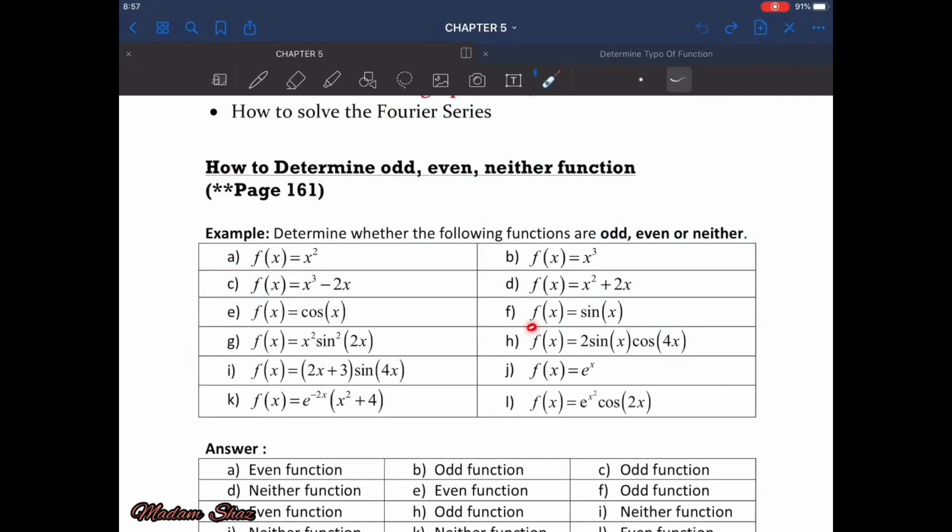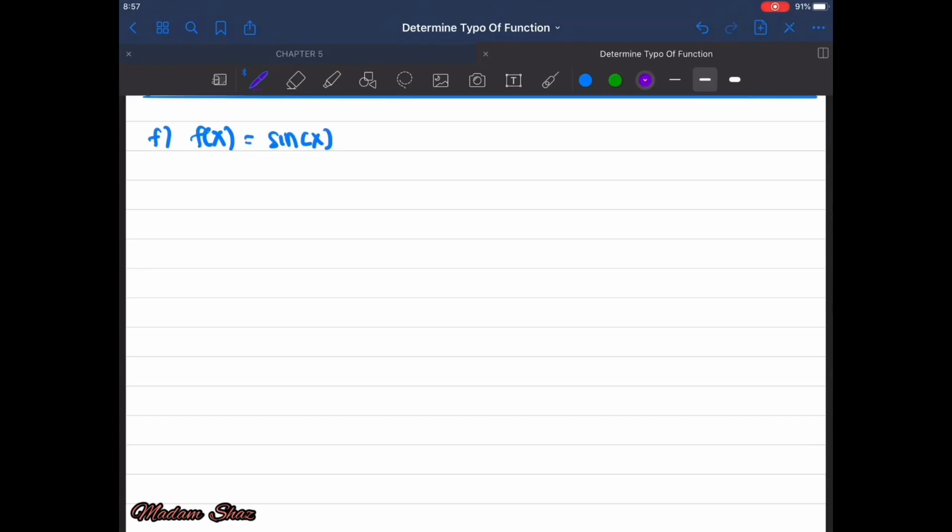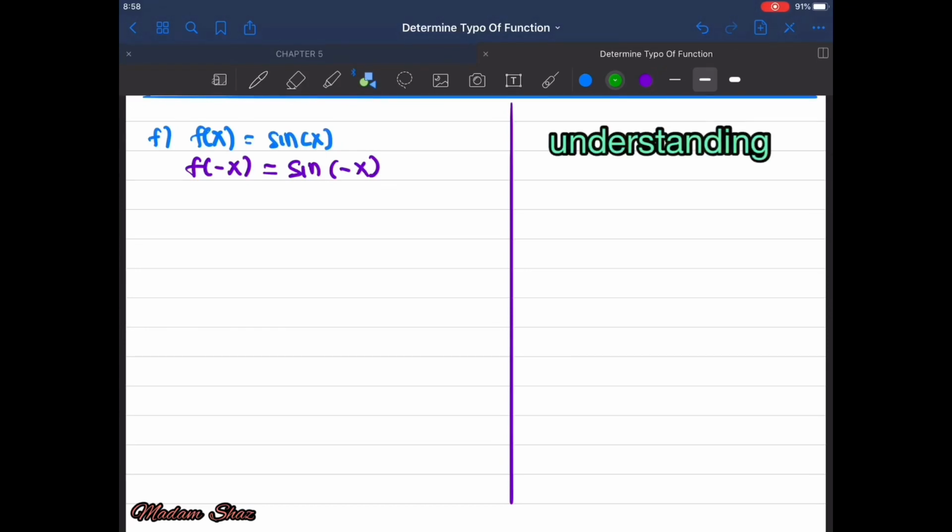For the next example, f(x) is equal to sine of x. The same step: substitute x with negative x. So this will become sine of negative x. From here, we need to consider whether for sine of negative x, we can ignore or cannot ignore the negative sign. For the cos, we can ignore the negative sign because you will have the same answer. The same thing here, this is only for your understanding. You don't have to show this calculation.